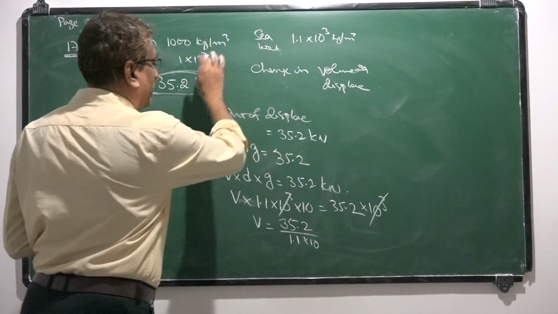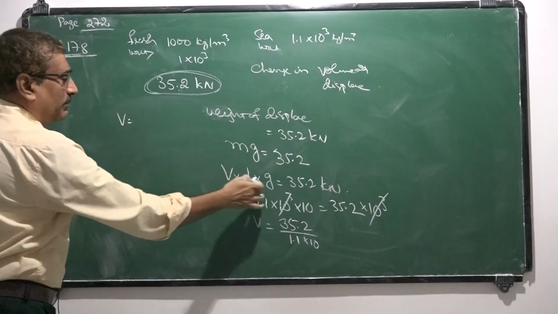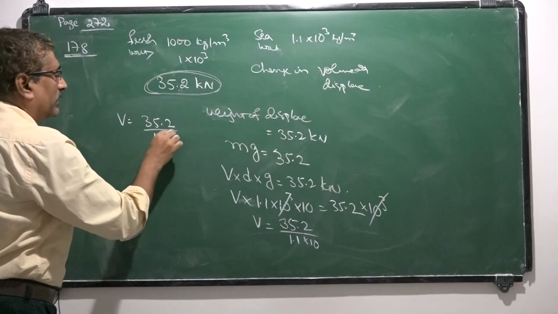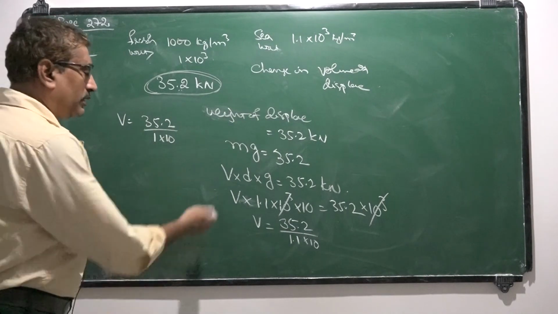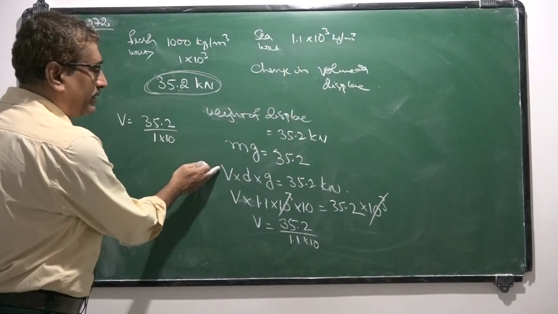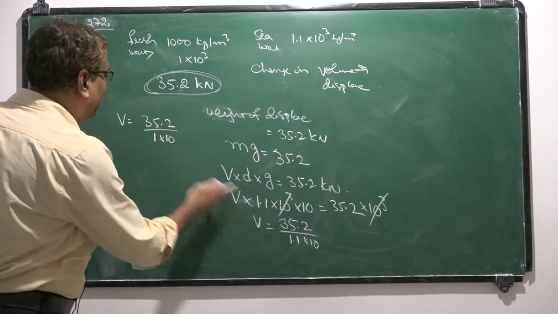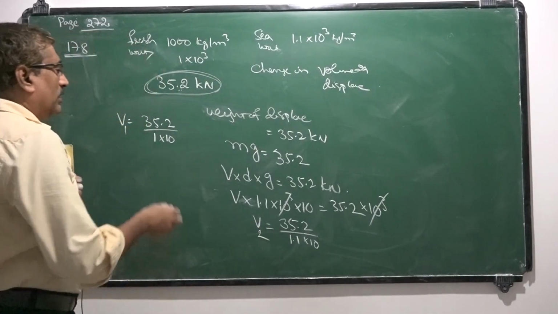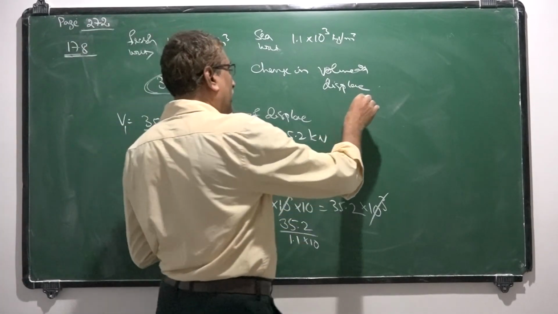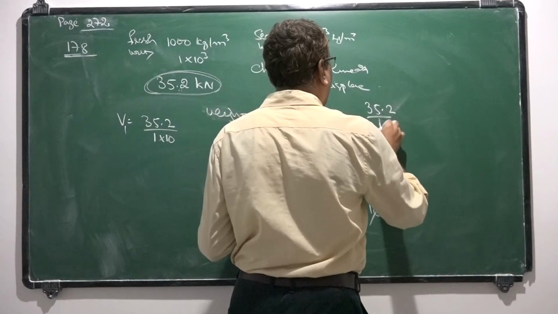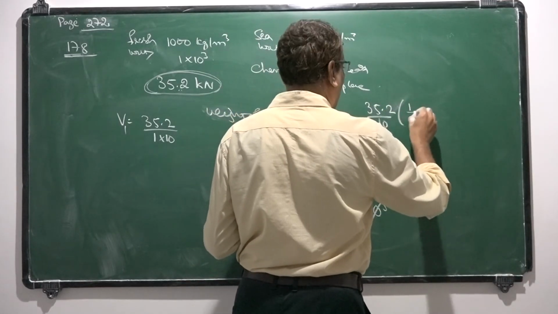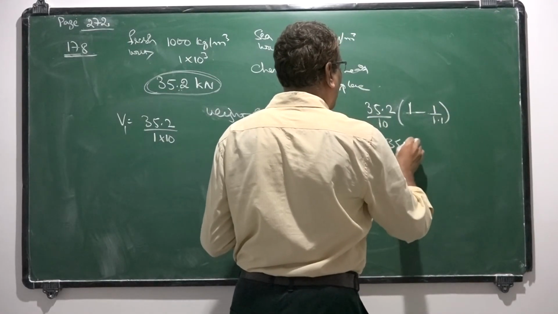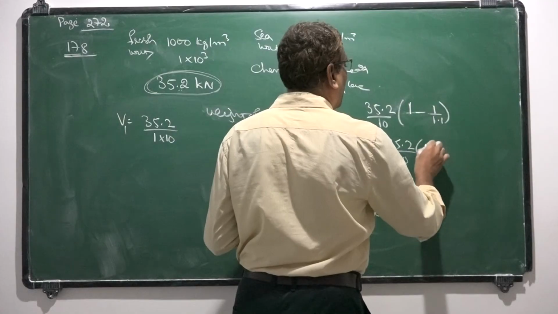Now, when it is in fresh water, the volume is given by similar conditions. It is 35.2 by 1 into 10, because we apply the same conditions for fresh water also. So the change from this one to this one. Suppose this is V1, this is V2. The change in the volume is V1 minus V2, that is 35.2 by 10 into 1 minus 1.1, that is 0.1.